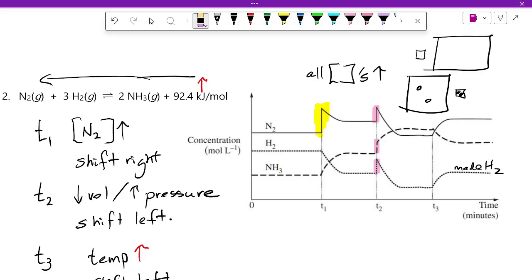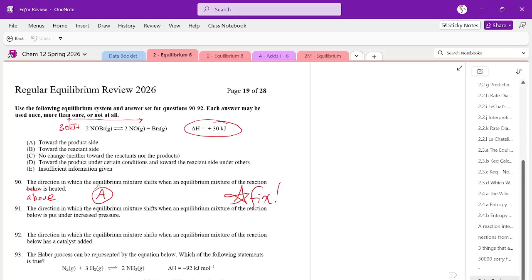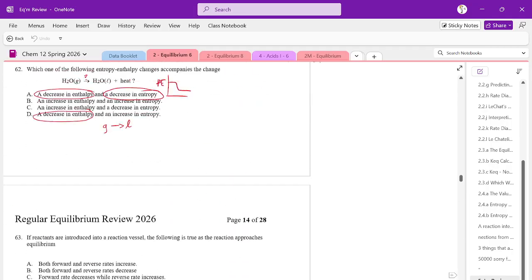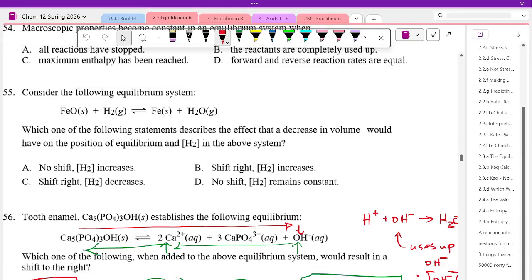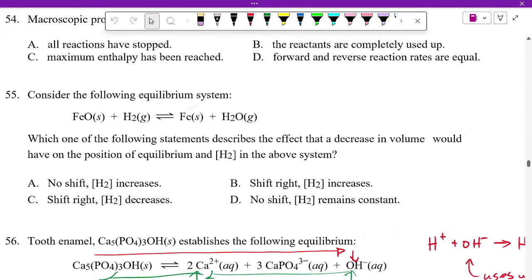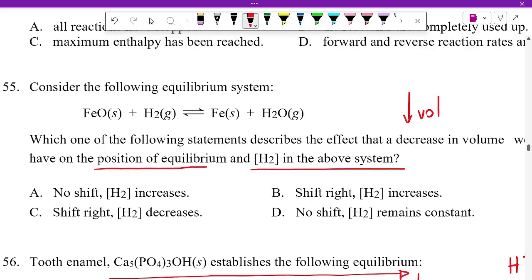Anything else? Okay, while we find things, if there is anything else to find, we're going to do the equilibrium review, number 55. Which of the following statements describes the effect that a decrease in volume would have on the position of the equilibrium and on the concentration of H2?